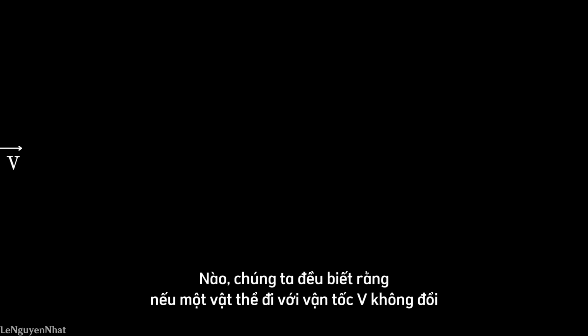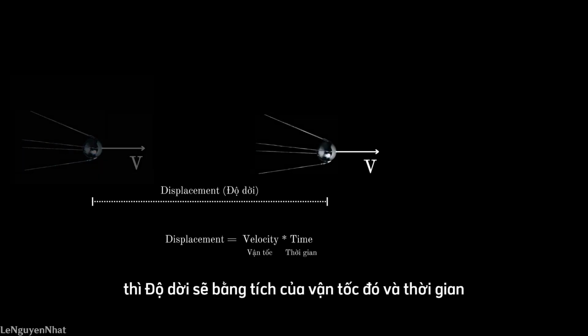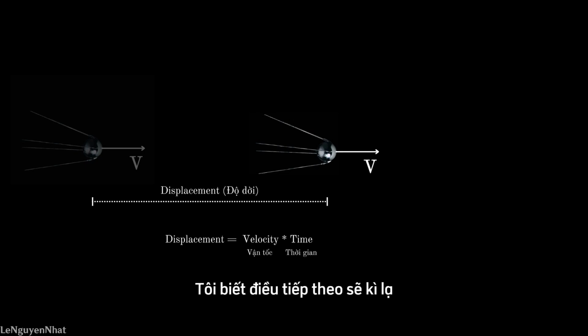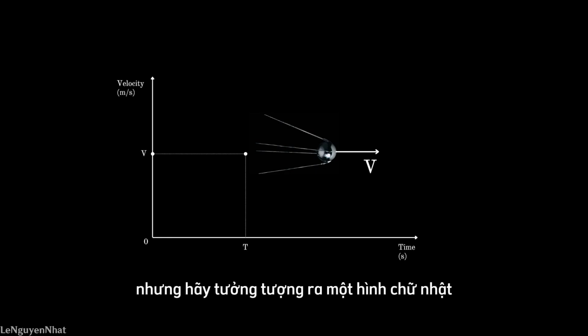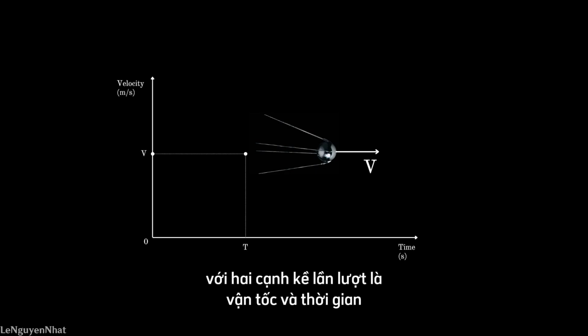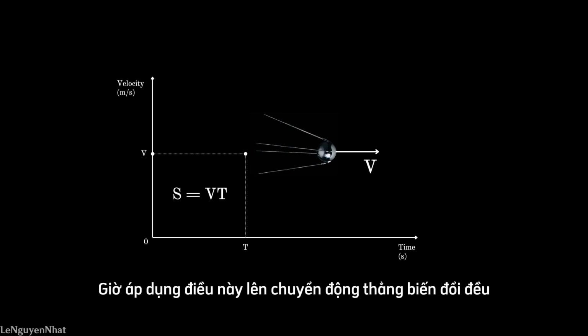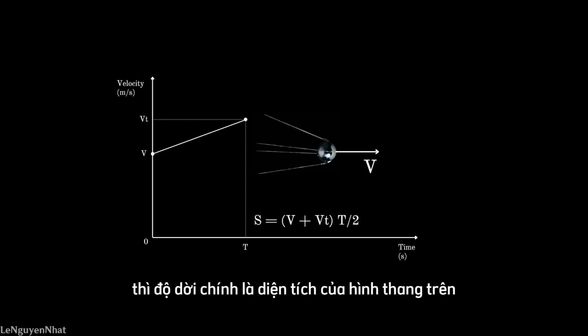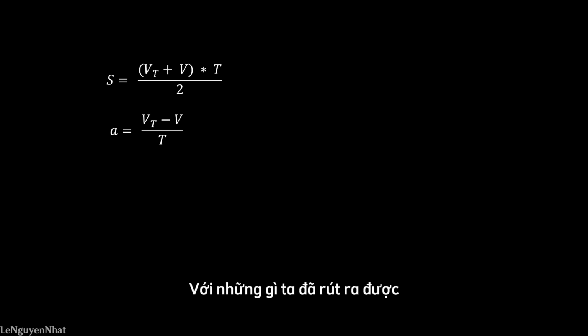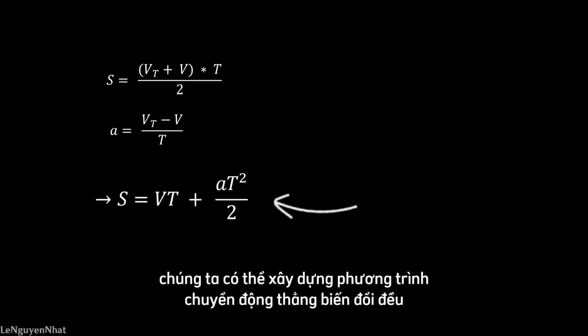All right. We all know that if an object travels with constant velocity, then the displacement will equal that velocity multiplied by time. Now I know this is weird, but imagine we have a rectangle with two adjacent edges of length equal to our velocity and time respectively. Guess what? The rectangle's area is equal to displacement. Applying this to uniformly accelerated motion, the displacement will equal the area of this trapezoid. From what we've found out, we should be able to construct the equation of uniformly accelerated motion.